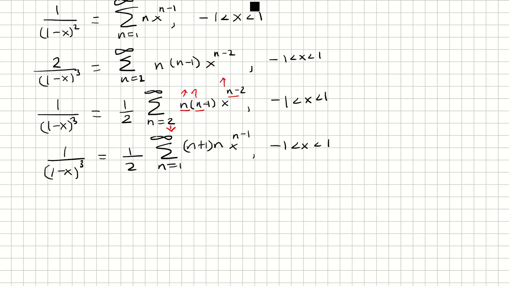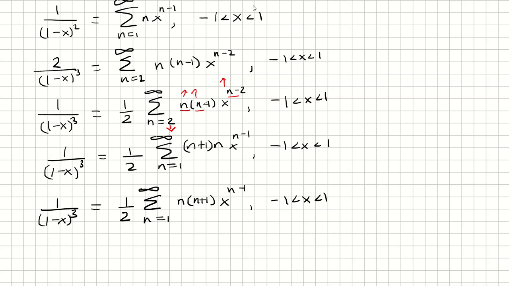So if you want, you can just rewrite this now as 1/2 times the sum from n equals 1 to infinity. And then the n will just come in front, multiplied by n plus 1 times x to the n minus 1. And this is for x being between -1 and 1. And so this is what we wanted to show from the beginning.